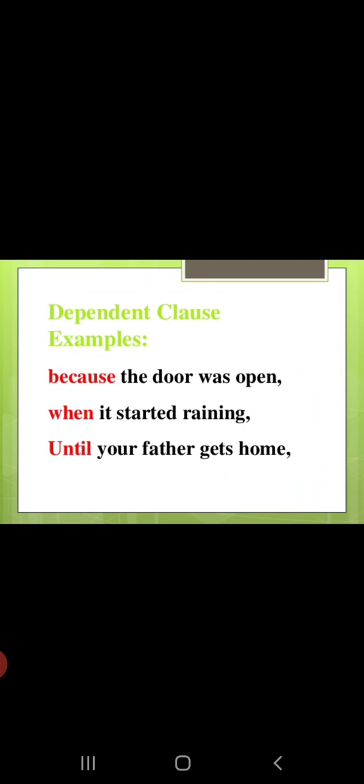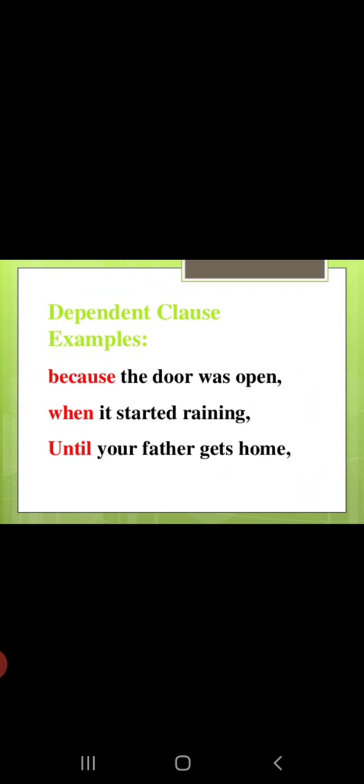Because the door was open, when it started raining, until your father gets home. All these clauses are dependent clauses. They require a main clause to complete their meaning, and they all start with subordinating conjunctions. So these are the examples of dependent or subordinate clause.